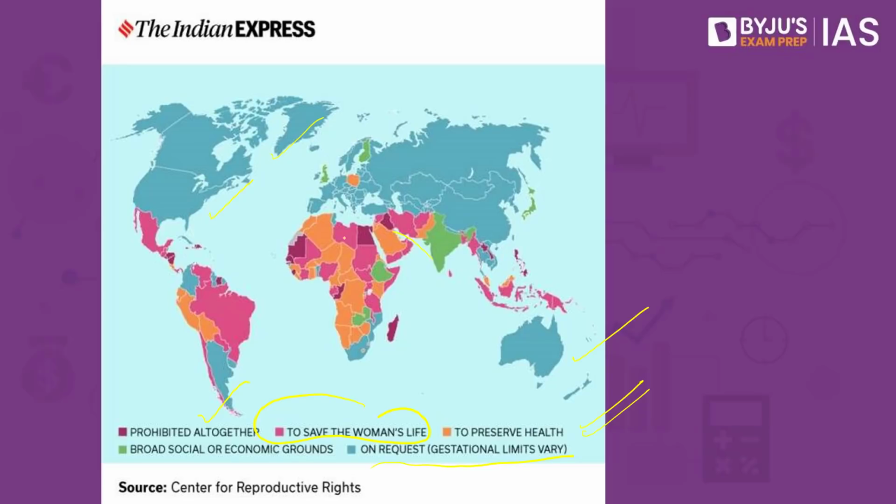For India, we fall in this category of broad social or economic grounds on the basis of which abortion is allowed in India. We discussed this topic in one of the earlier CNAs also about how the Medical Termination of Pregnancy Act in India actually works.